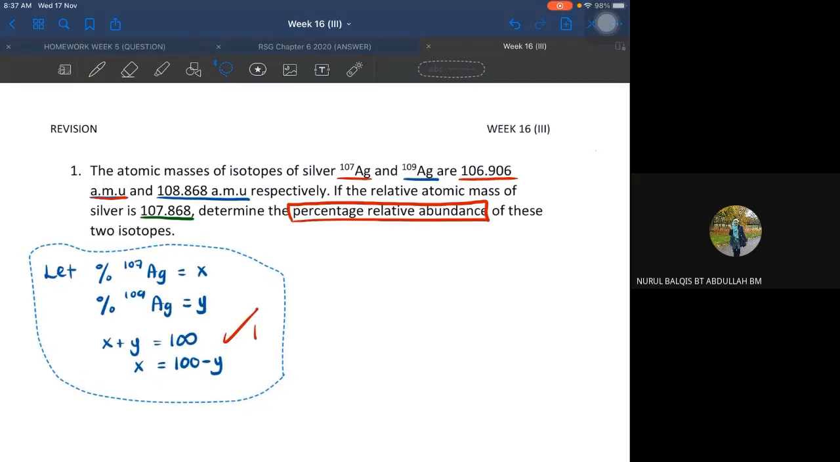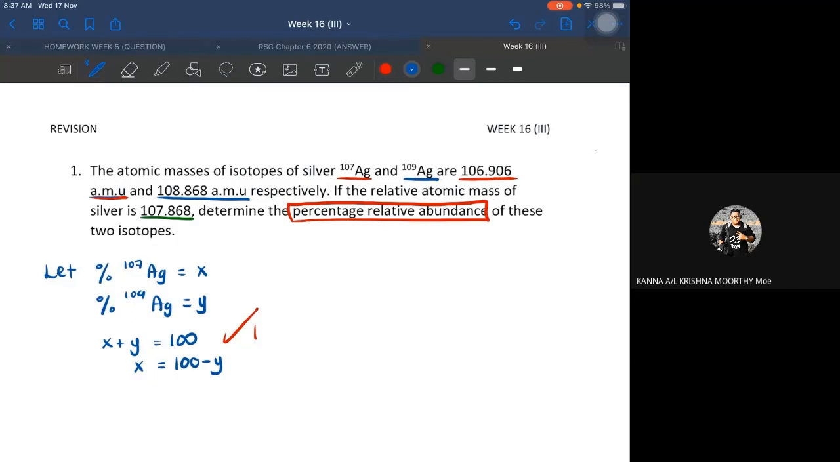Formula of apa? Average atomic mass. Average atomic mass awak. So average atomic mass kita tahu what is the nominator? AMU times abundance. Yeah, AMU times abundance divided by abundance. Your abundance now is 100 lah. Okay, so kita akan substitute value. You have your atomic mass, average atomic mass. Tapi kalau case ni dia dah bagi dalam RAM, boleh juga kita guna. So terus je ambil.